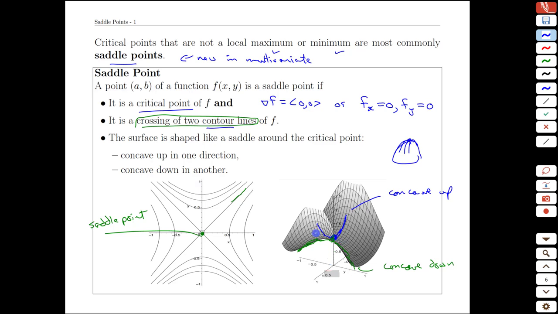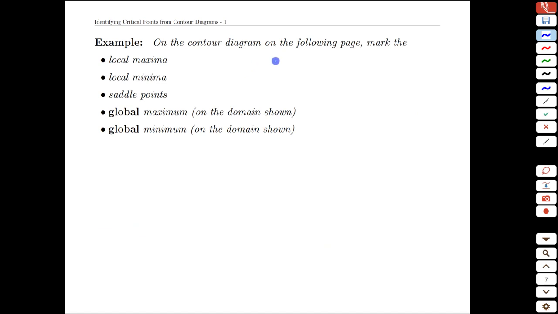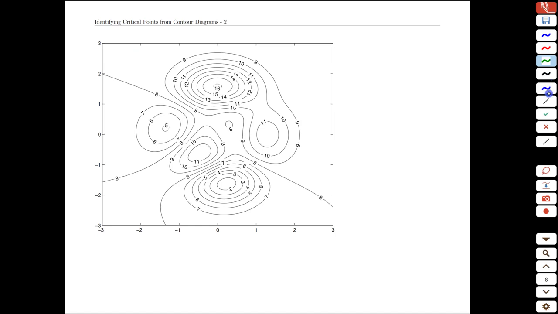Let's apply this to an example, looking at contour diagrams first. We're going to look at a contour diagram and identify those three types of critical points, local maxes, mins, and saddle points, and then, restricting ourselves to the domain shown, we're going to identify the global max and the global min on the region. So again, what we're going to do is fix our attention only on this region here and study inside and see what's going on.